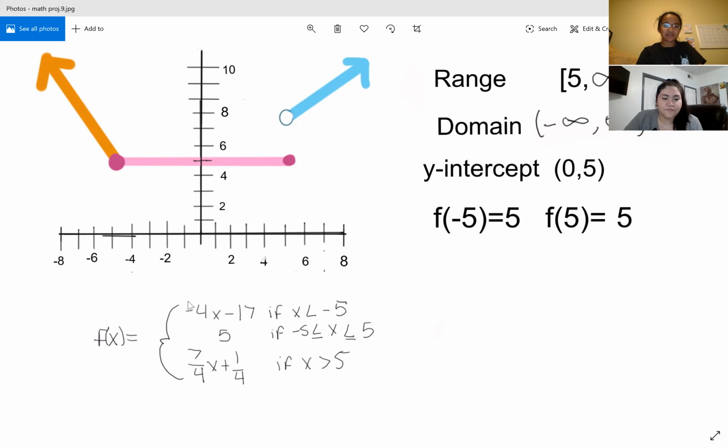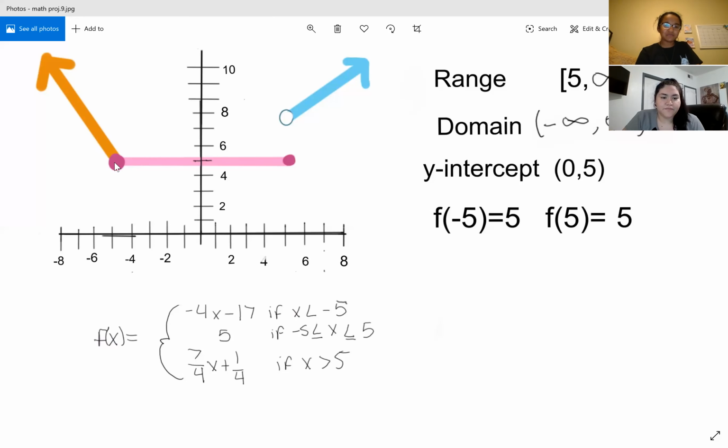Okay, and here's our function right here. It's going to be -4x minus 17 if x is less than -5. For the second piece, it's going to be 5 if x is greater than or equal to -5 and less than or equal to 5. And then our last one is going to be 7 over 4x plus 1 over 4 if x is greater than 5. So the first thing we need to do is graph each function on the graph.